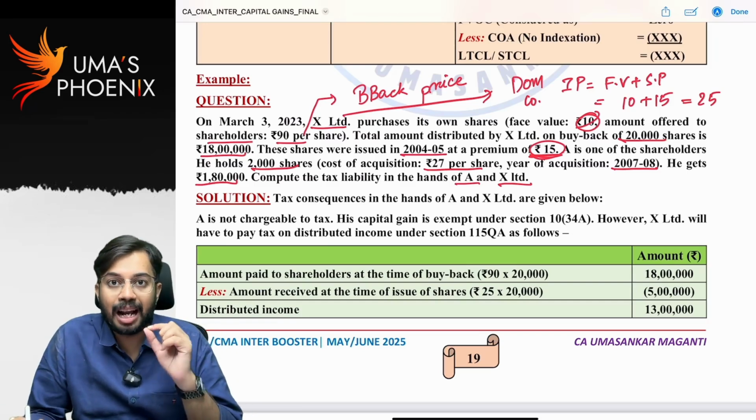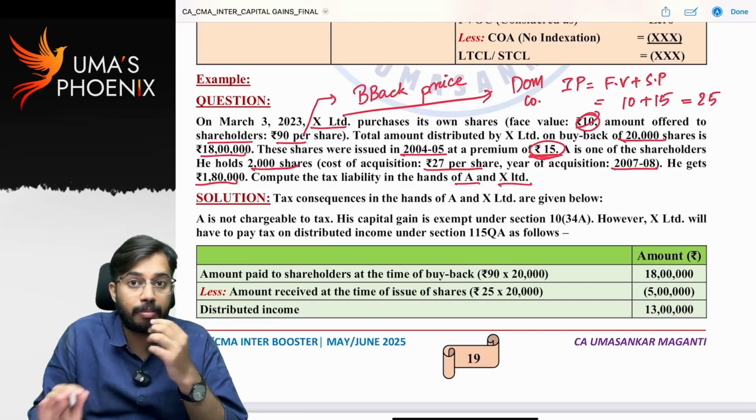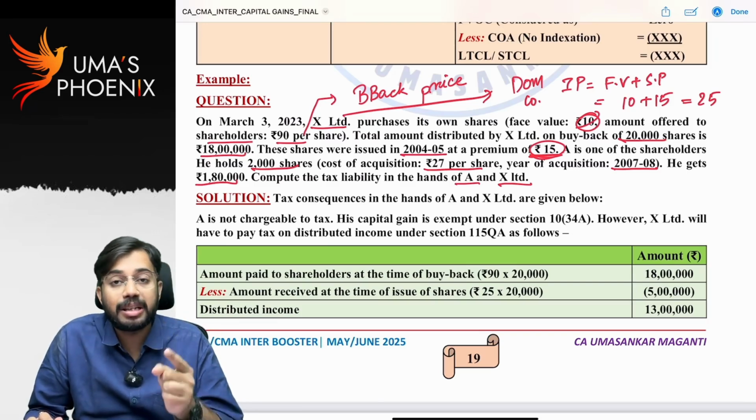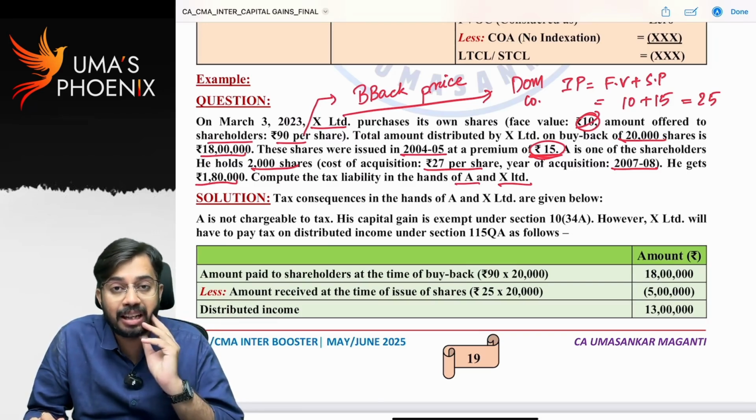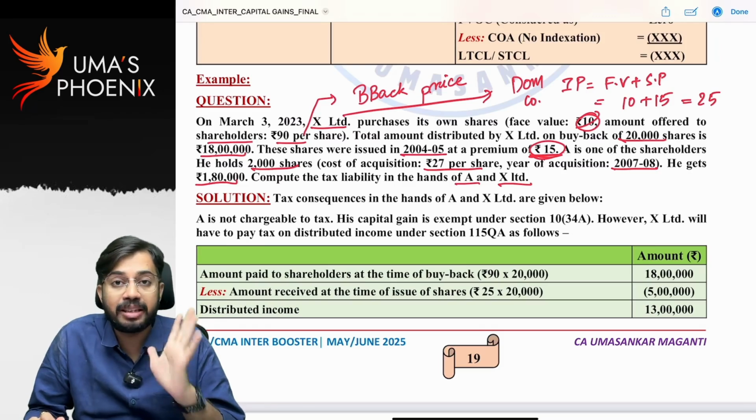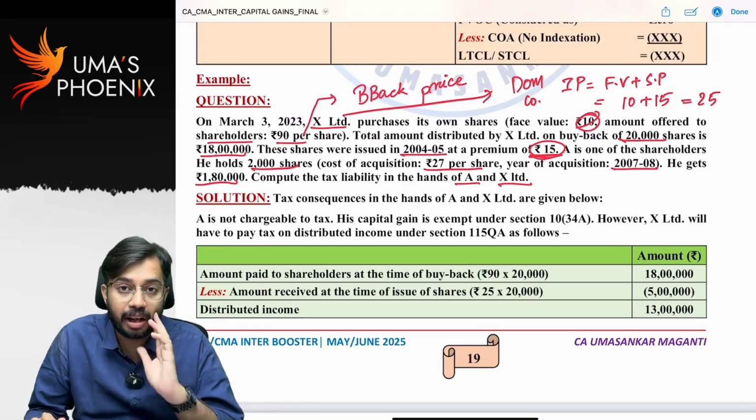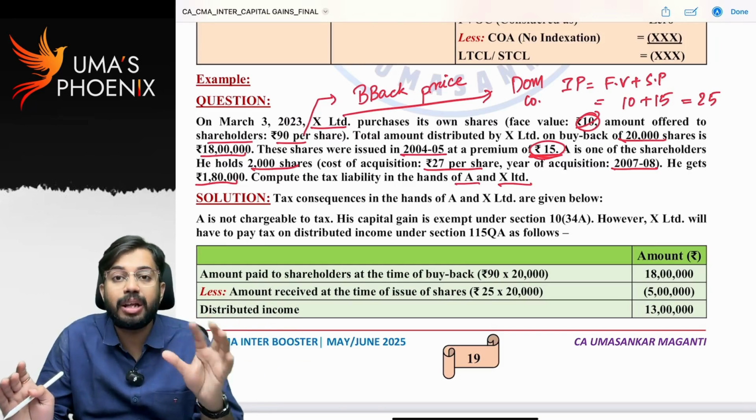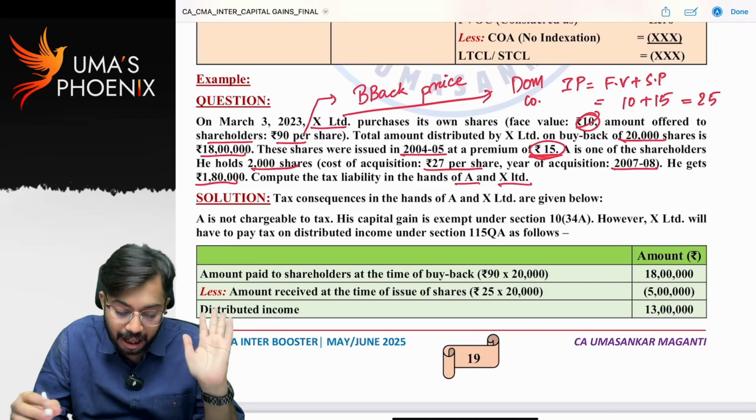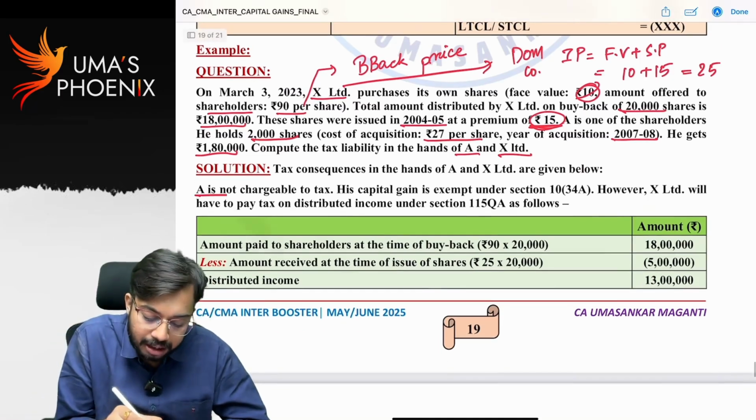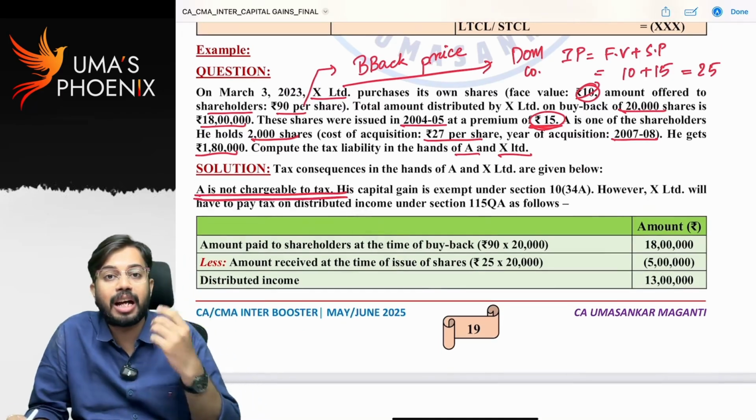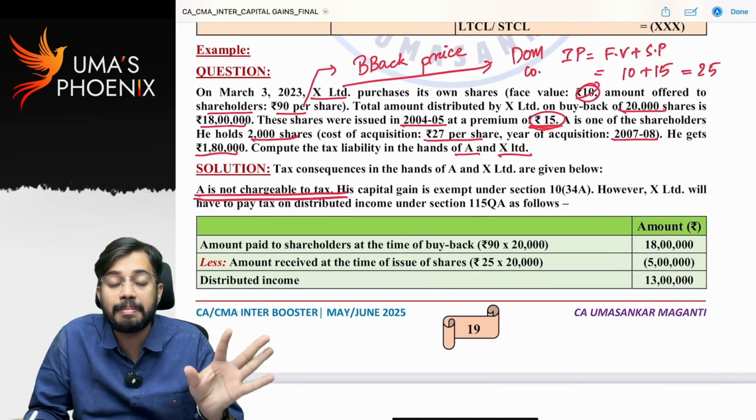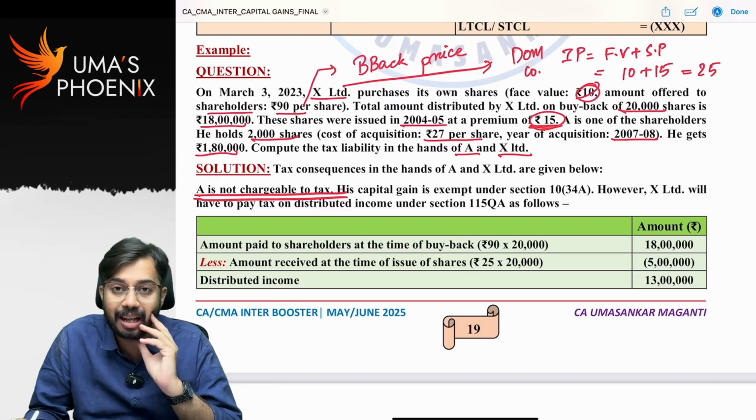Whenever buyback is done by a domestic company before 1st October 24, the domestic company is required to pay tax at the rate of 23.296% on distributed income. In the hands of shareholder, nothing is taxable, fully exempt. The reason is the company is already paying the tax. So A is not chargeable to tax.